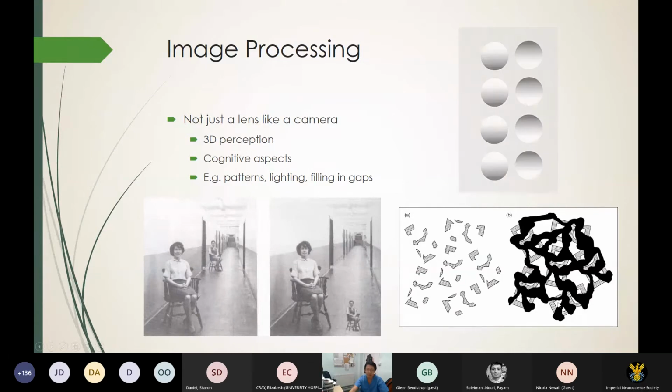And then the third one is this one. Lots of circles with different shades of dark and light. Basically, they're just opposite of one another, but your brain tells you that in the column on the left, the balls are bulging out towards you, and in the column on the right, the balls are indenting away from you.